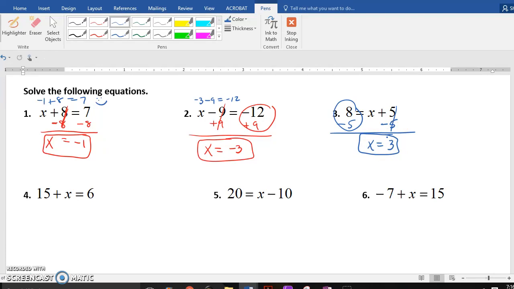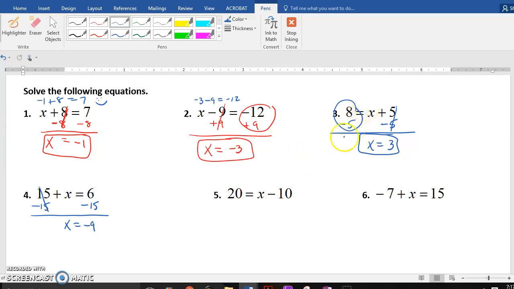Now, number 4. To get rid of this 15, what do I have to do? Well, this is 15 plus x, but you have to look at the sign of the 15. Since it's positive, we're going to go ahead and subtract it. This should add up to 0. Does it? Yes. So whatever I do to the left side, I do to the right side. I bring down the x, and then 6 minus 15 is negative 9.